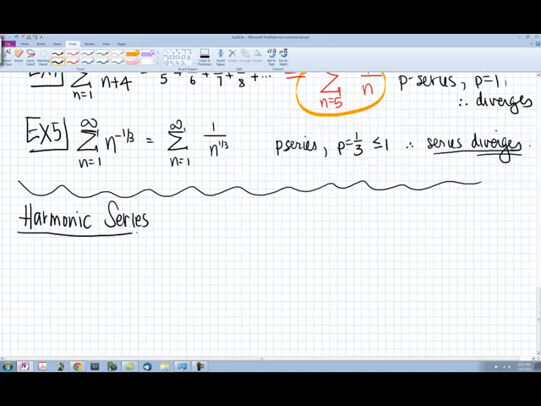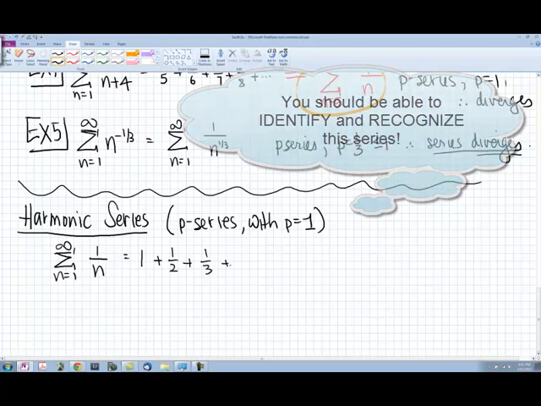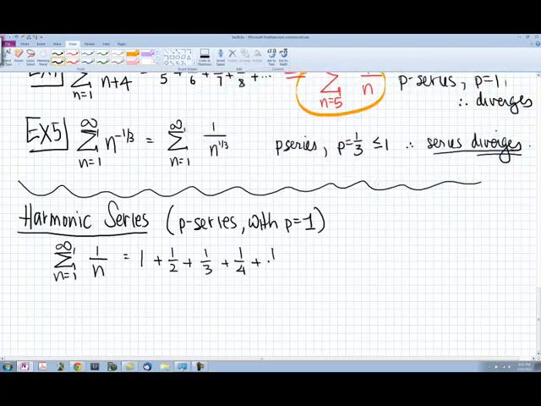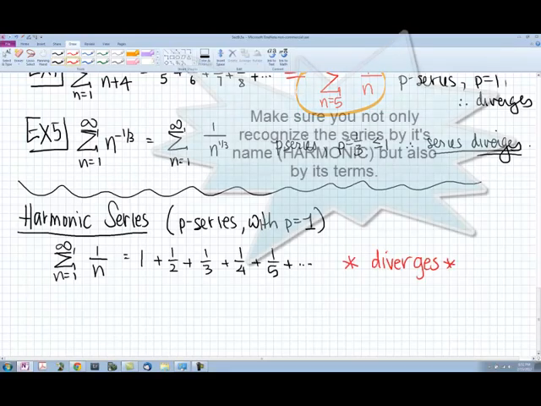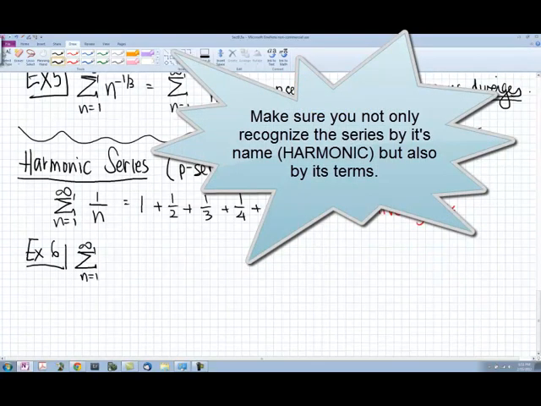Okay, the very last thing I want to talk about today is something called the harmonic series. A harmonic series is a specific name for a type of series, and it is a p-series with p equals 1. This is going to be 1 plus 1/2 plus 1/3 plus 1/4 plus 1/5, and so on. If you ever see this series show up anywhere, you can go ahead and say that it's a harmonic series and that it diverges.